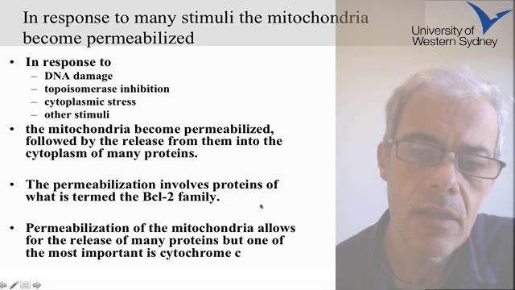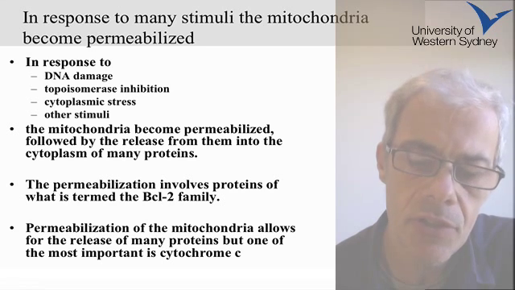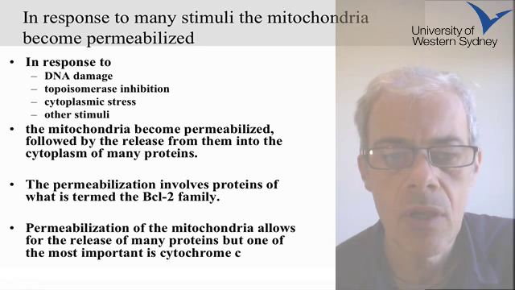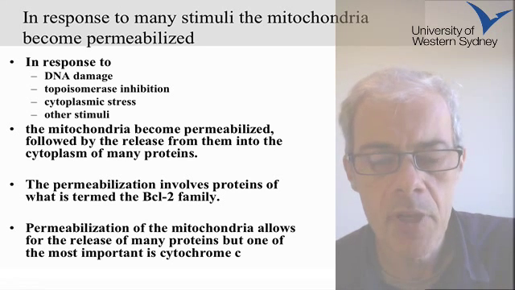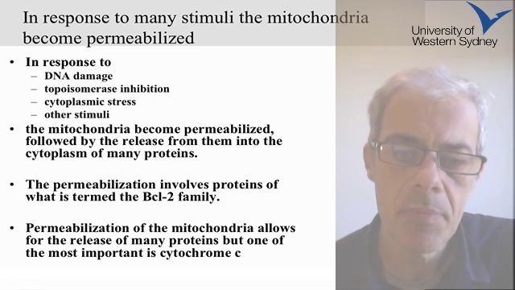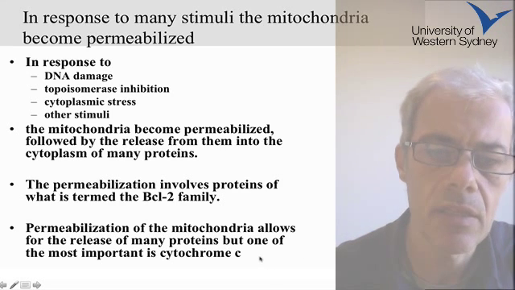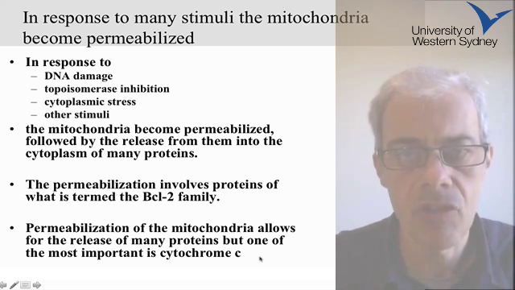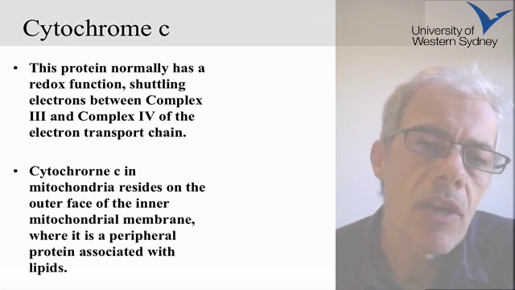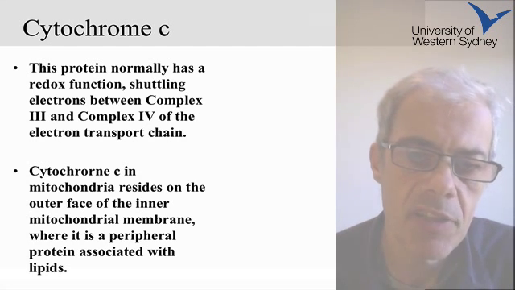Now, one of the proteins that is released is cytochrome C, and the permeabilization of the membrane is governed by a family of proteins referred to as the BCL2 family of proteins. So the BCL2 family of proteins affect the permeability of the mitochondrial membrane, and once the membrane is made permeable, you can then release factors such as cytochrome C into the cytosol as a trigger for intrinsic apoptosis. So what is cytochrome C? Cytochrome C is a protein that's normally involved in the electron transport chain.